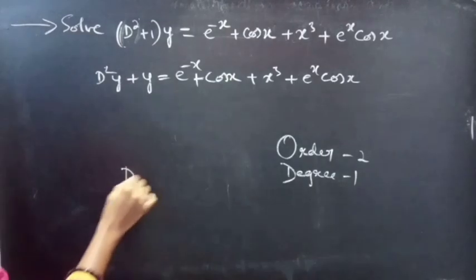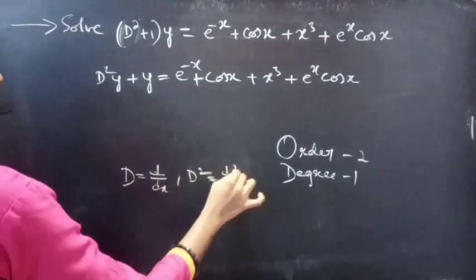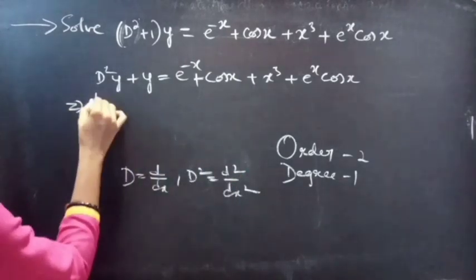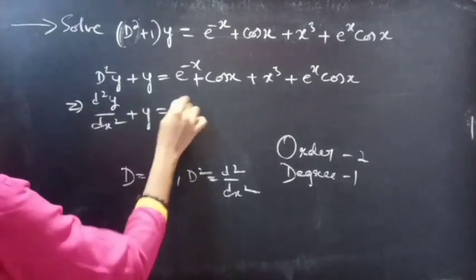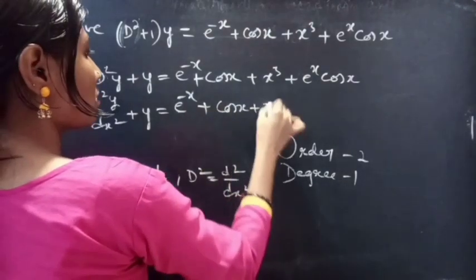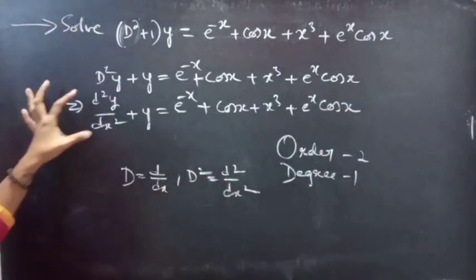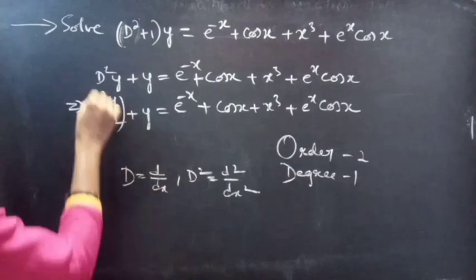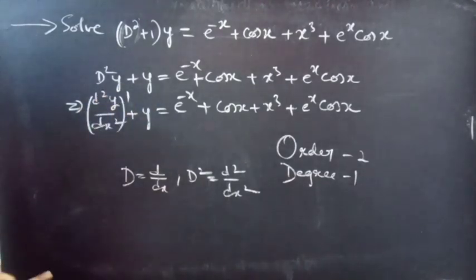We know that D is a differential operator. Then D square will be d square by dx square. Now we can write the equation as d square y by dx square plus y equals e power minus x plus cos x plus x cube plus e power x cos x. Here d square y by dx square is the highest derivative, so our order will be 2, and the highest power of the highest derivative is the degree. Degree is 1. Right? Now coming to the problem.